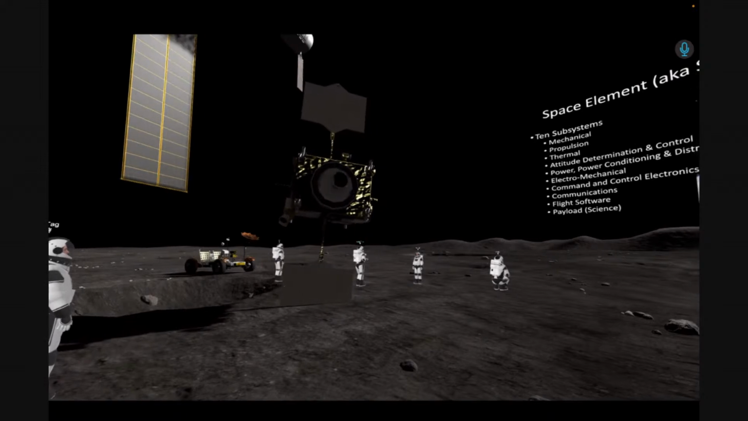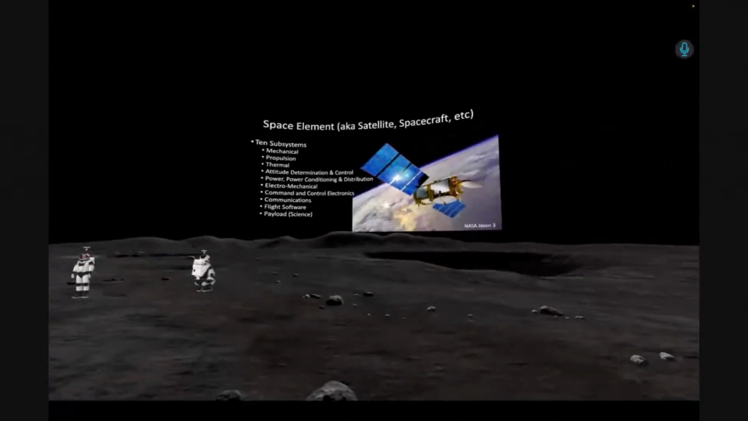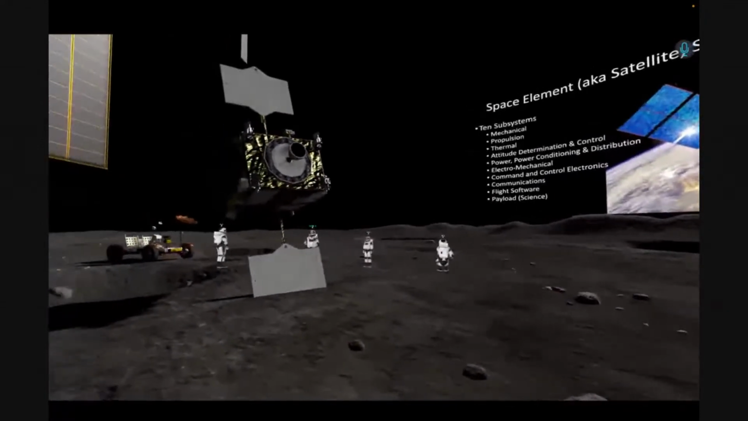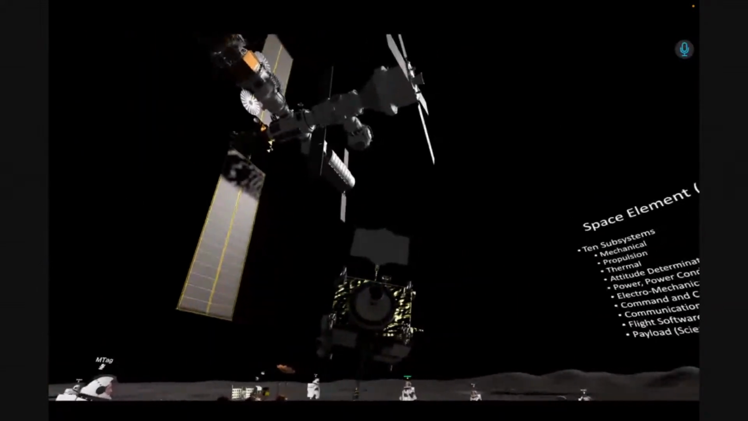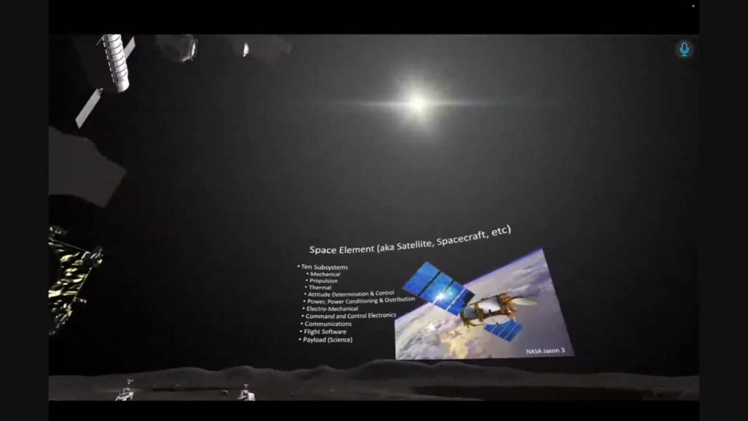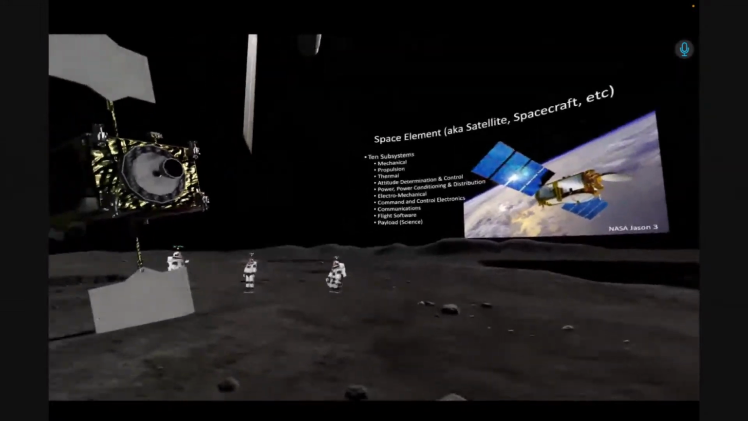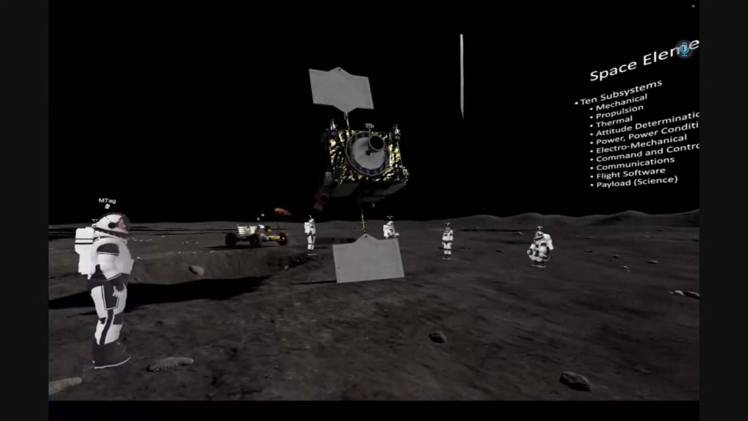Then you have command and control electronics. You need to send telecommands to this satellite, you need to control internally how it's working, and you need to download data, for example, or maybe change the orbit. So you can send commands from Earth to this satellite. You need communications, which is more or less what I was telling you before. And you also need flight software.